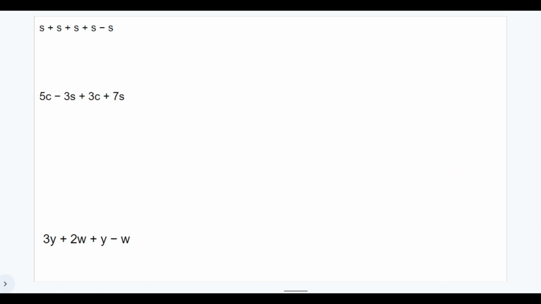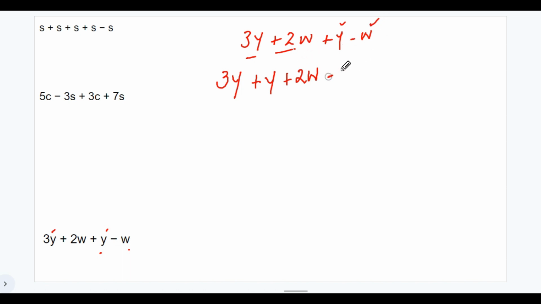Okay, here is 3y plus 2w plus y minus w. Again, you have different terms, so what you need to do, you have to collect your like terms. So I have 3y plus 2w plus y minus w. First term I am writing as it is, and I will go in my question, find any other y. Here is y. So what is y? Plus y. Okay. Now I have plus w, so I'm writing here plus w. Is there any w? Yes, here it is. So it is minus w.